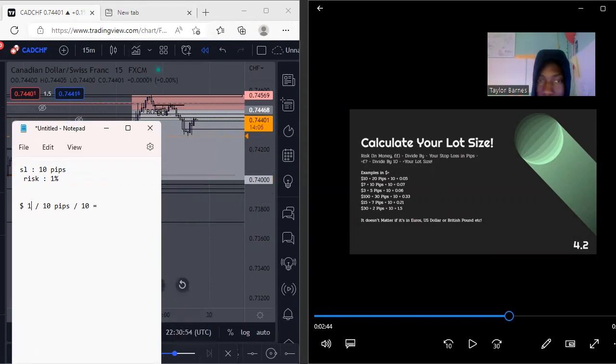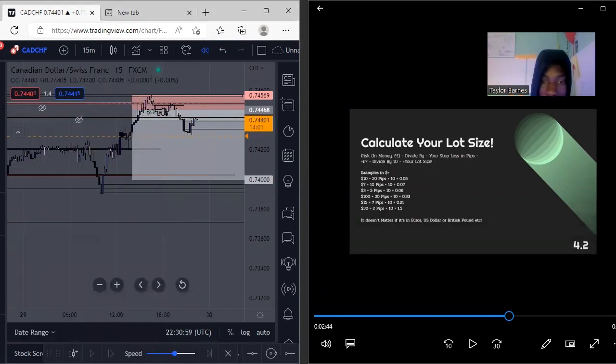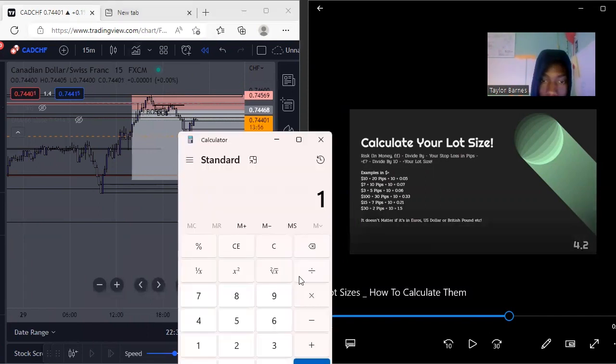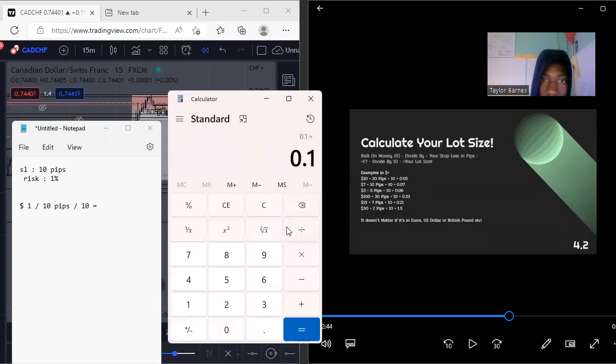So we could do the math right now. We clear it. 1 divided by 10, divided by 10. So that's the lot size you use.